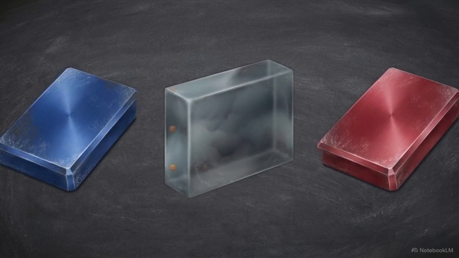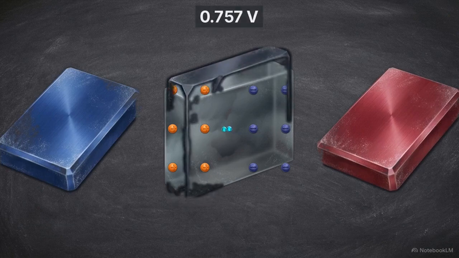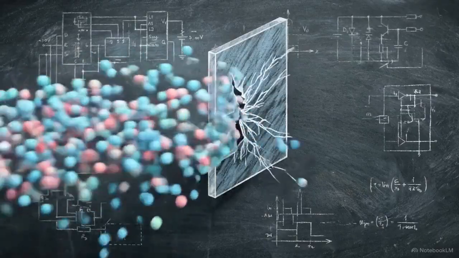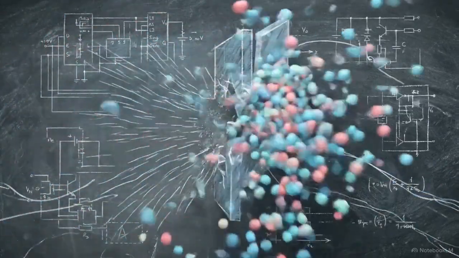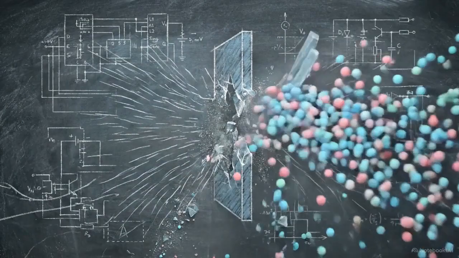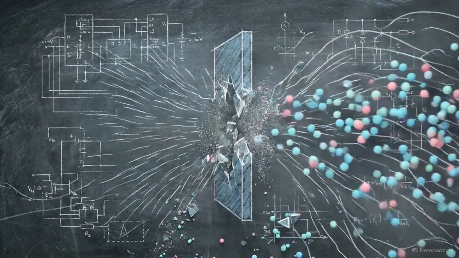This 0.757 volts is the specific energy wall established by the ions in the depletion region. Any majority carrier attempting to cross the junction must overcome this potential. Applying a forward bias reduces this barrier. If the external voltage is sufficient, charge carriers can breach the junction and flow through the circuit.